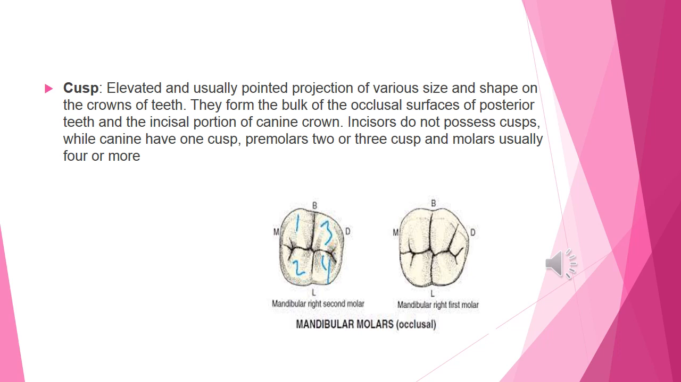They form the bulk of the occlusal surfaces of posterior teeth and incisal portion of canine. Incisors do not have any cusp. They have incisal edge. Canine has only 1 cusp. Premolar have 2 or 3 cusps, and molars usually have 4 or more than 4 cusps.